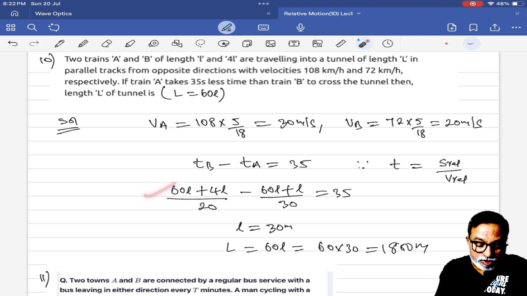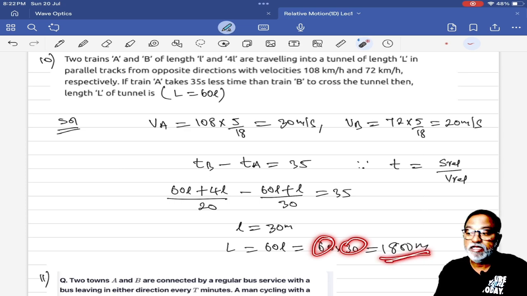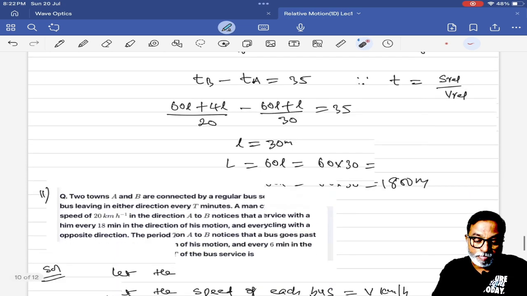ఒకటి టనెల్ లెంగ్త్ ఏమో 6L, train length ఏమో 4L by 20 minus A కి tunnel length 6L, next train length L, time taken is velocity 30, that is equal to 35. ఇక్కడ నుంచి L is equal to 30 వస్తుంది. బట్ L is equal to ఏమి ఇచ్చాడు, 60L ఇచ్చాడు. L is equal to 60 into L అంటే 60 into 30, that is 1800 meters.